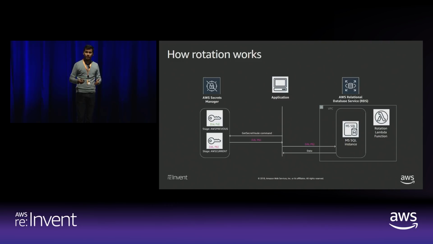From this point onwards, if the application wants to retrieve data from the database, it reaches out to Secrets Manager and ends up getting the newer credential. So the previous version, the one that's now labeled AWS previous, will become invalidated either immediately or at the next rotation. It depends on how you've chosen to rotate your secret.